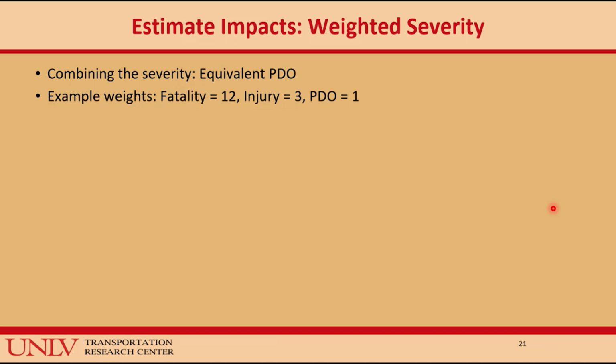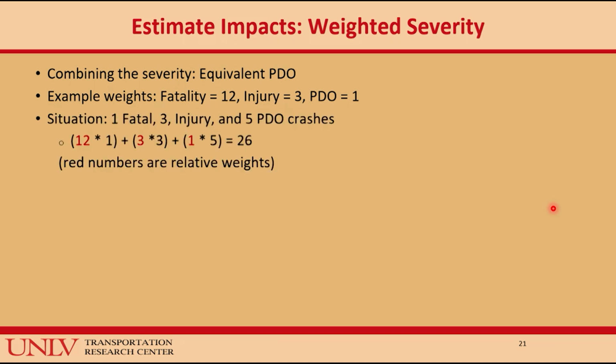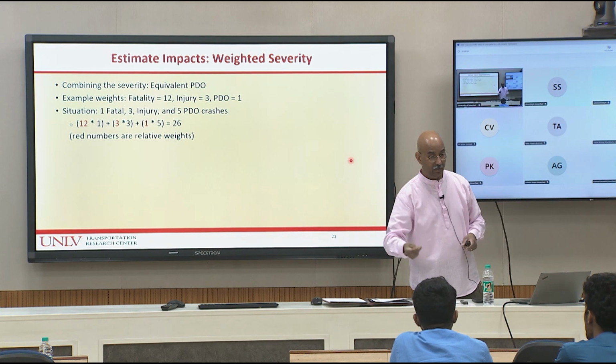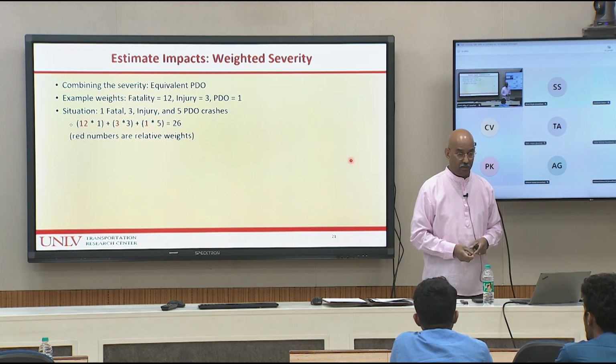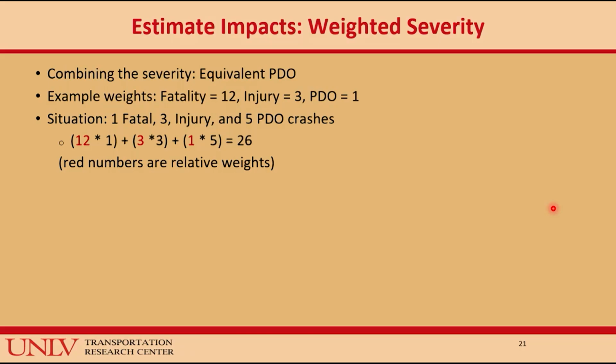property damage crash. So if I had that, I can say, in a particular context, I had 1 fatality, 3 injuries, 5 property damage crashes. So what is the cumulative weighted value or impact of all of these crashes? The 1 fatal crash multiplied by its weightage of 12, the 3 injury crashes multiplied by their weight of 3, and the 5 PDO crashes multiplied by 1 gives us a weightage of 26. This is a very, very trivial or simple analysis.